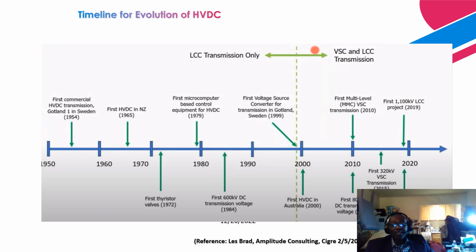Then in 2015, that was when a voltage level of plus or minus 320 kV voltage source converter transmission system was also achieved. Then in 2019 to 2020, that was when the first plus or minus 1100 kV line commutated converter utilizing thyristor technology was also achieved. So that was a great achievement. Actually, this was the Three Gorges River in China, basically transmitting distances of close to about 4,000 kilometers.